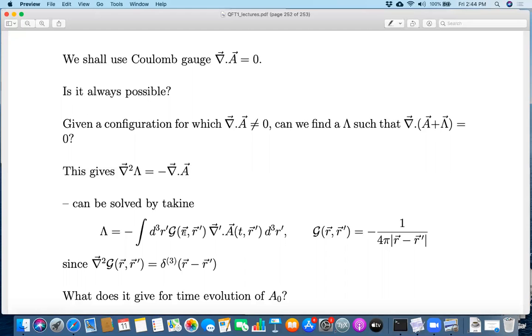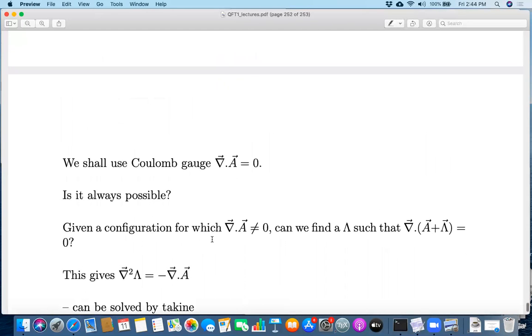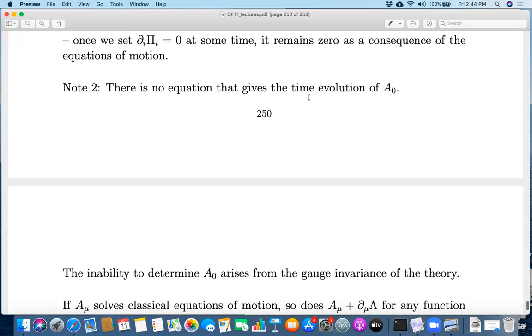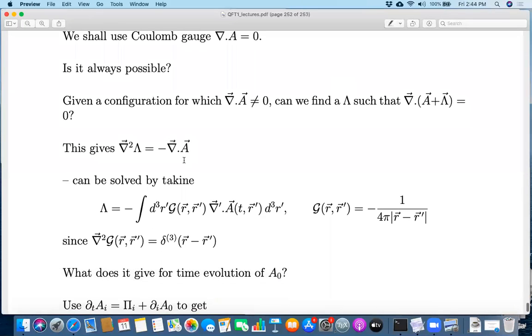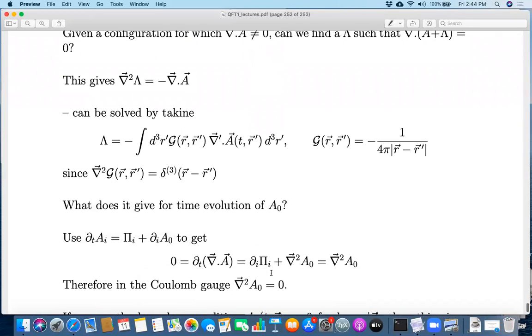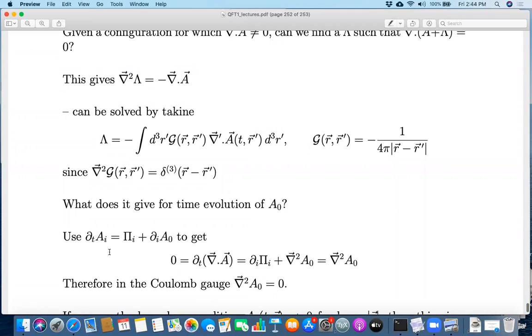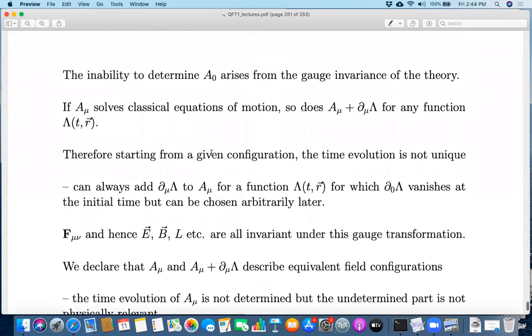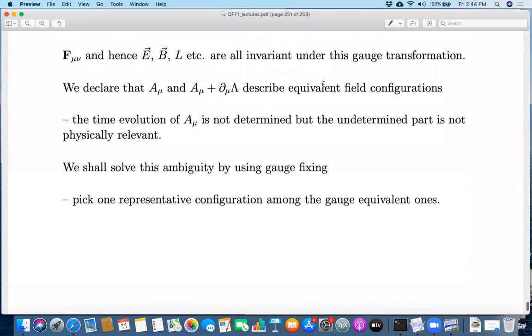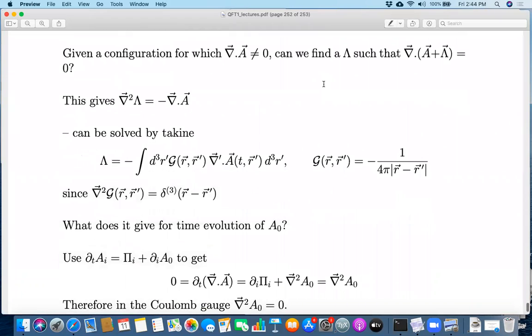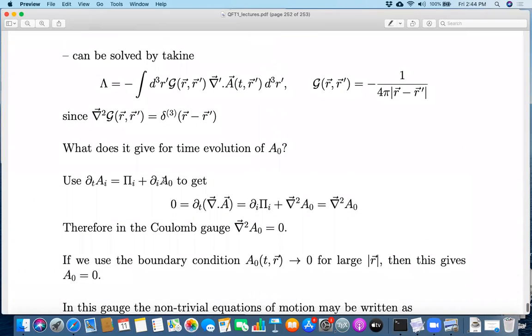Let's now see how this solves our problem. Our problem was that the time evolution of A0 was not given. So after you have imposed this Coulomb gauge condition, how does it fix the time evolution for A0? For this, we look at one of the equations that we had derived earlier, this one. That is, del A_i del t equals pi_i plus del_i A0. That's the equation I've written.